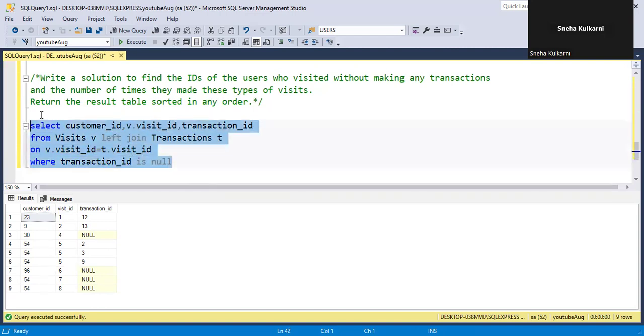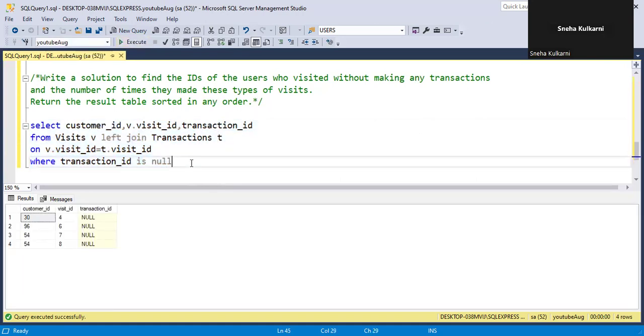Now I will run this query and it will filter out only those customers who did not make any transaction. Okay, so it will give us all the information about the customers who visited the mall but did not make any transaction, right?